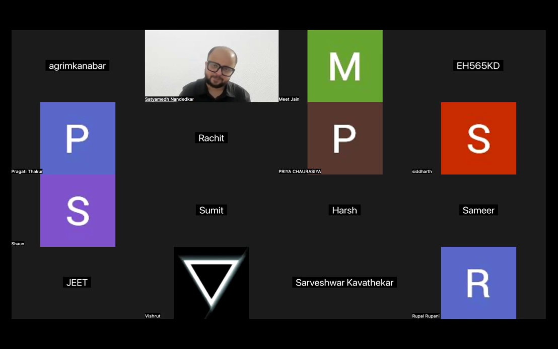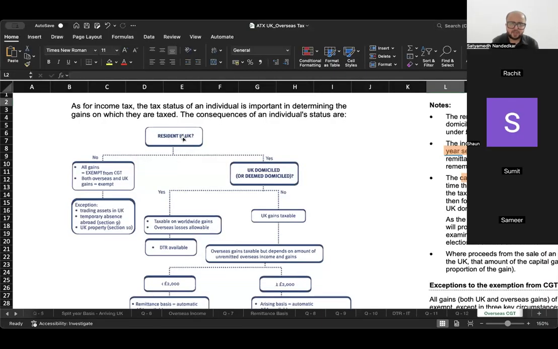So, formerly domiciled resident, the person must be domiciled by origin, matlab born in the UK, and UK resident in that year. Correct. So formerly domiciled residents या 15 out of 20 tax years, दोनों situations में you will be considered as deemed domiciled in the UK. But that is not the focus of our discussion. The focus is, is a person resident in the UK? If the answer is no, then all gains are exempt from capital gains tax.